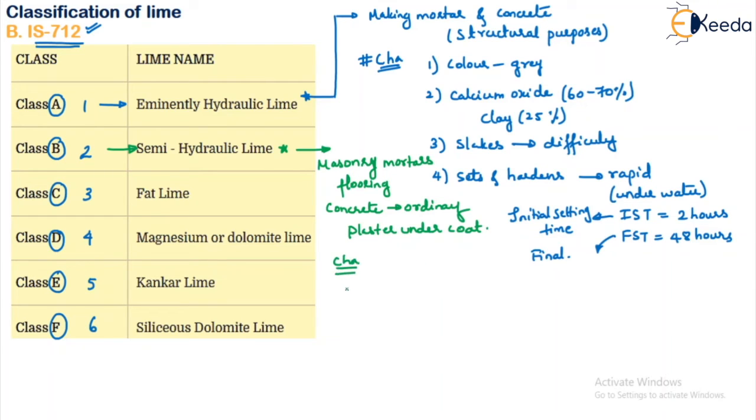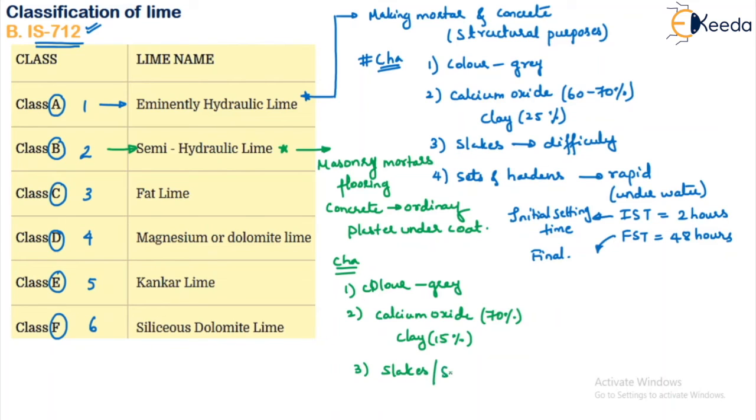Now the characteristics here are the color, again it is gray. Calcium oxide is in the range of 70%, and clay is in the range of 15%. Both slaking and setting are very slow in case of the semi-hydraulic lime. So, it almost takes about 1 week to set underwater.